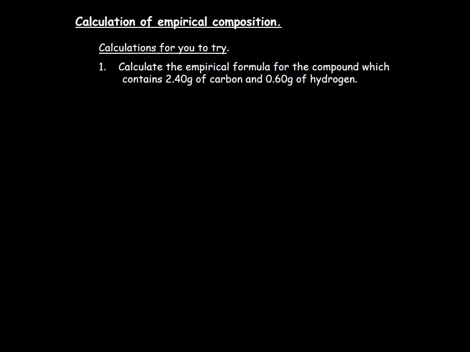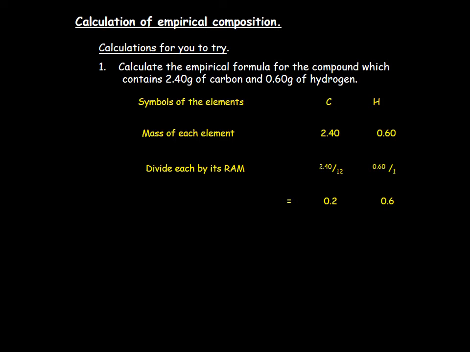Alright, so I assume that you've tried this question by now. So again, let's run through the steps. Firstly, we identify the elements, carbon and hydrogen. Then we find the masses that they've given us for each of these in the question: 2.4 grams for carbon, 0.6 grams for hydrogen. Then we look up the relative atomic masses of each of these elements in the periodic table, and we divide the masses that we got in the question by the relative atomic masses. So 2.4 divided by 12 and 0.6 divided by 1, which gives us 0.2 for carbon, 0.6 for hydrogen.